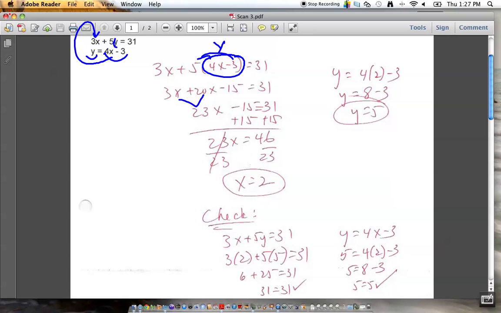And then to get y, I can use either equation, but the bottom one is so much easier. So I just write y equals 4 times 2, because x is 2. Minus 3, it's 8 minus 3, it's 5. And once again, when it comes to the check, you write the first equation, you write the second equation. Checks come later. But you rewrite those two equations, and then you just substitute in the 2 and the 5. And you make sure that it works out, and it does.